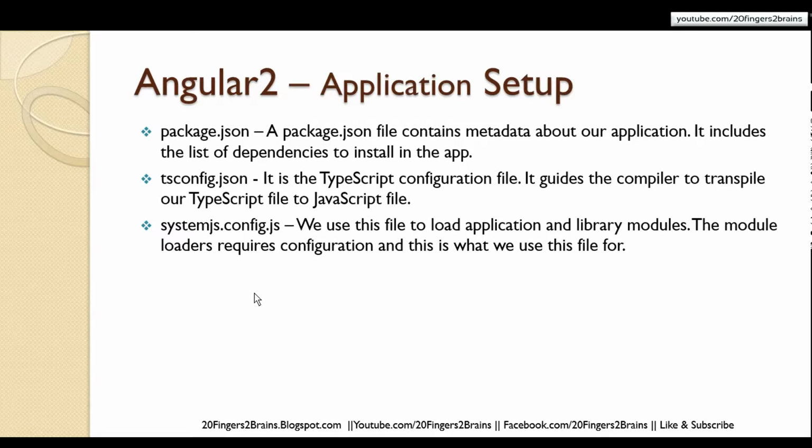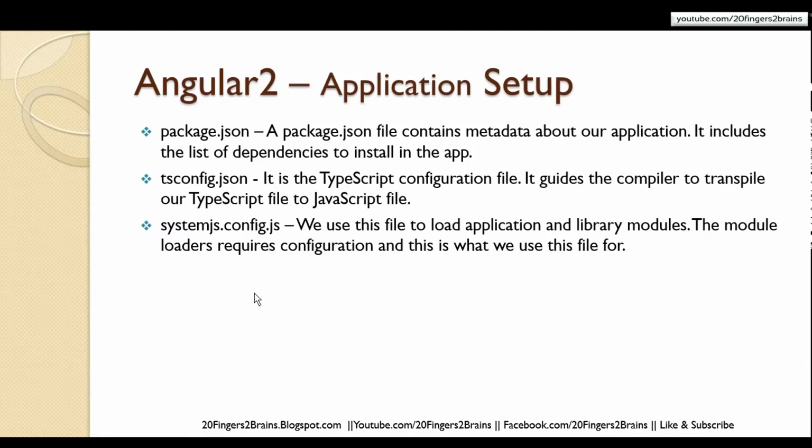So the second file is tsconfig.json. So it is the TypeScript configuration file. So it guides the compiler to transpile our TypeScript file to the JavaScript file. So as you know, we have to transpile the TypeScript file to the JavaScript file. So tsconfig.json helps compiler in the transpiling process.